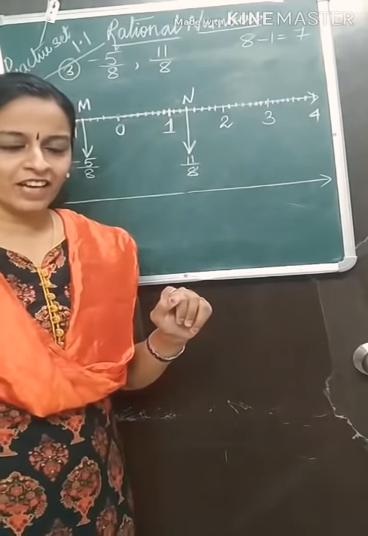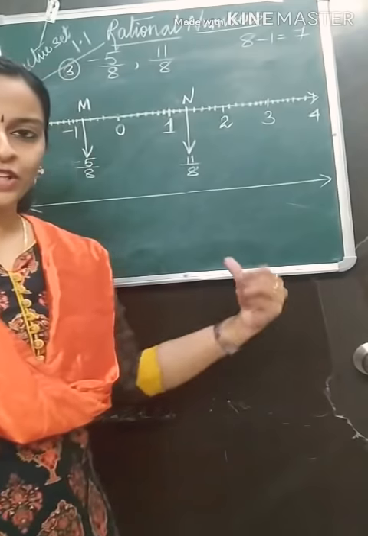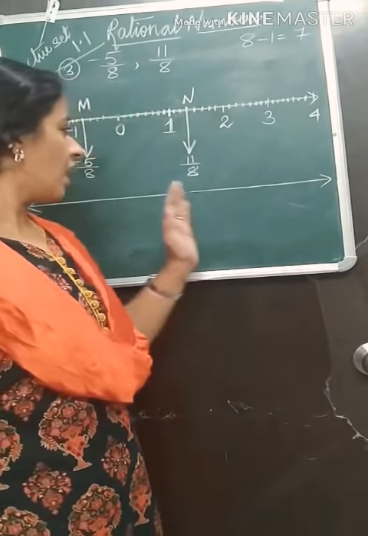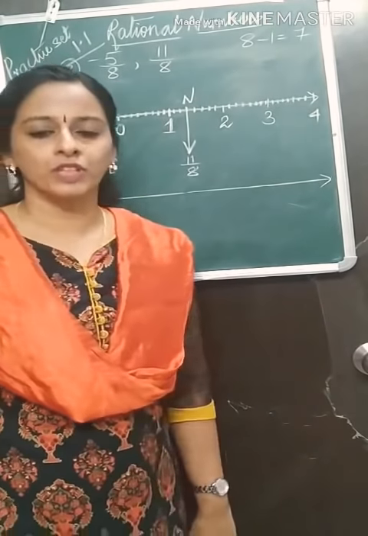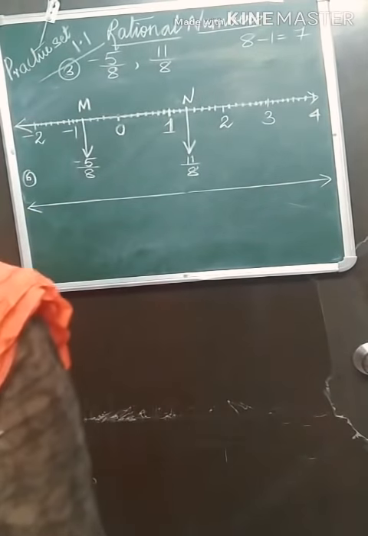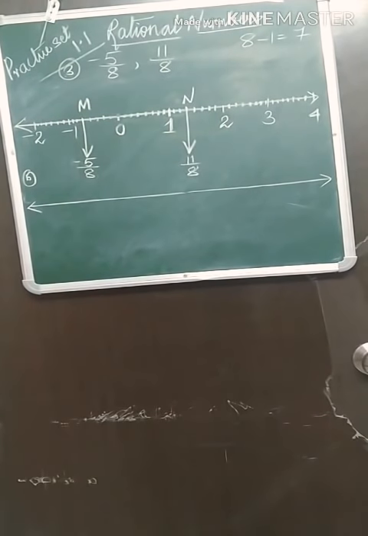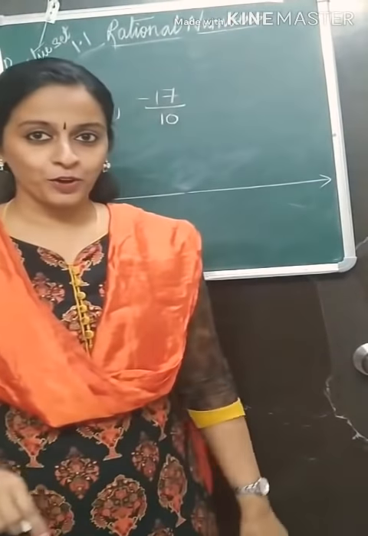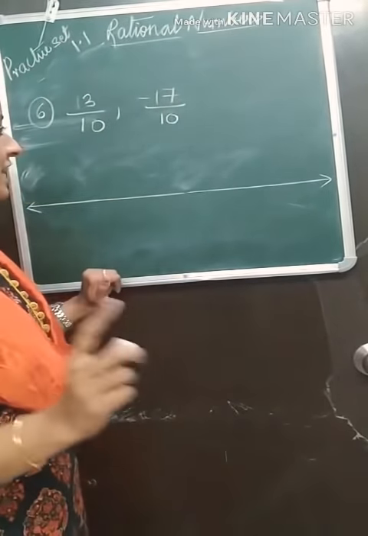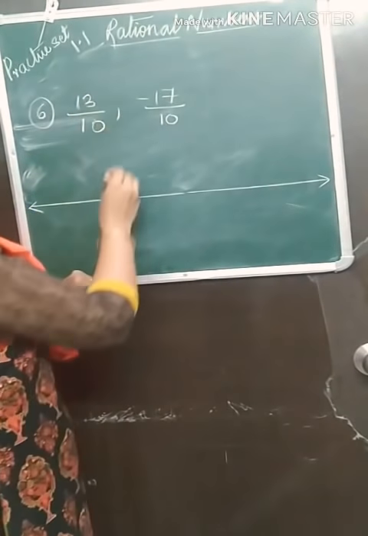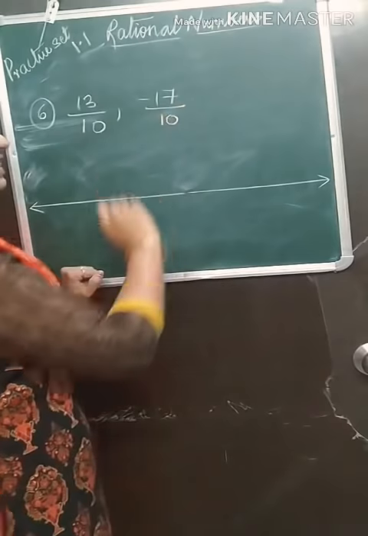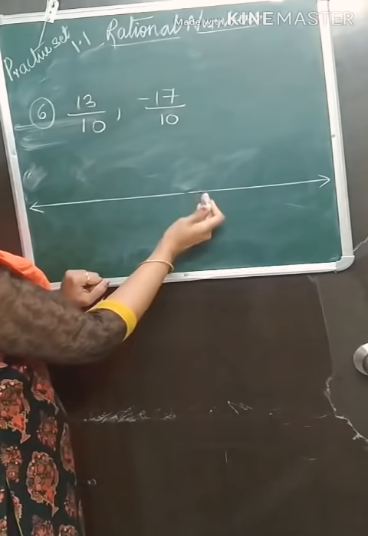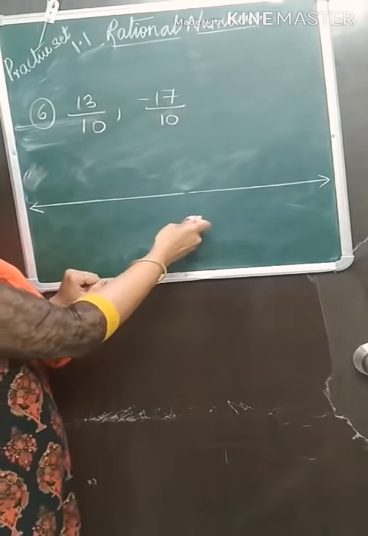Is it done? Okay. So now you might be masters in plotting rational numbers on a number line. Very easy. So last sum, come on, do it. Now last time I told you to do on your own. Check whether our answers are matching. First number is 13 upon 10 and this is minus 17 upon 10. So I told you, check the numbers. Minus 17 means we want more space on the left side.